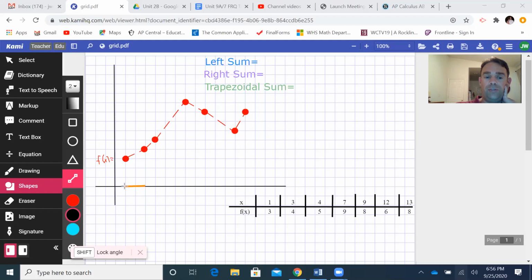If I was doing the left sum, I'd be going up to the rectangle and over to the end of the width. If I was taking the right sum, then I'd start at the right-hand value and go over this way. And that'd be my right-hand sum. The height would be based on the right point. So when we're talking about sums, that's really what we're talking about here.